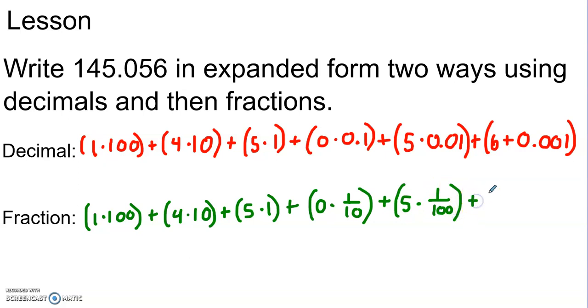And last but not least is the 6. So the 6 times, and instead of writing it this way, I'm writing it 1/1000, because that's per our place value. So we have to remember the whole numbers stay the same. We're just replacing just how we write the decimals.